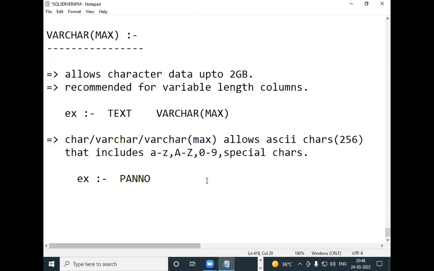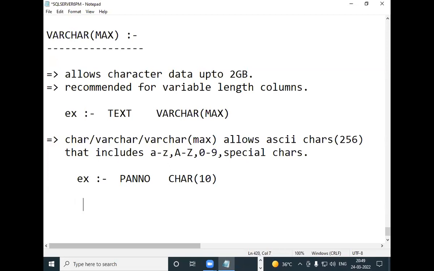India's PAN card number is alphanumeric. It contains alphabets and also numbers. Is the PAN number fixed length or variable length? Fixed length. All PAN card numbers contain the same number of characters. So char. What is the size of a PAN card number? 10 characters.